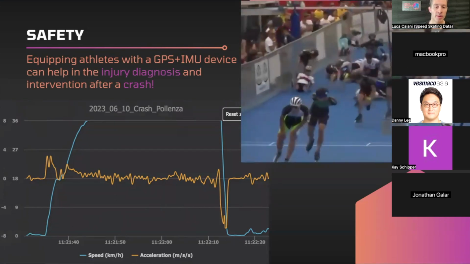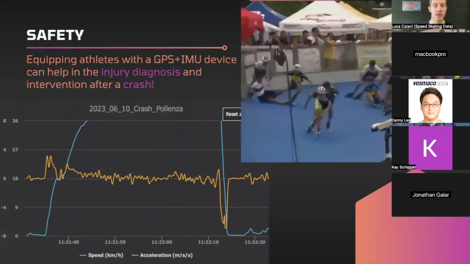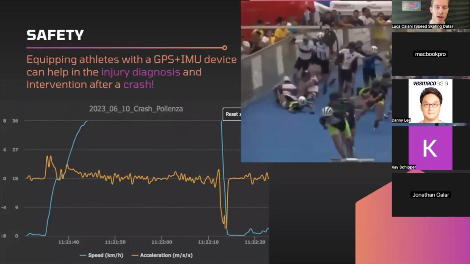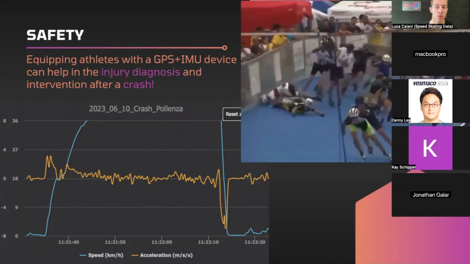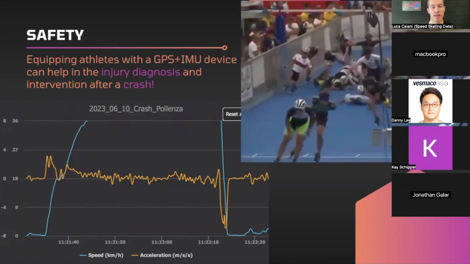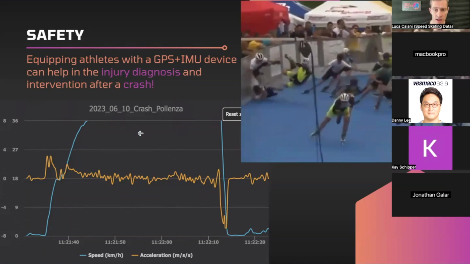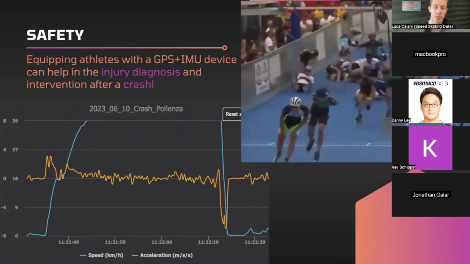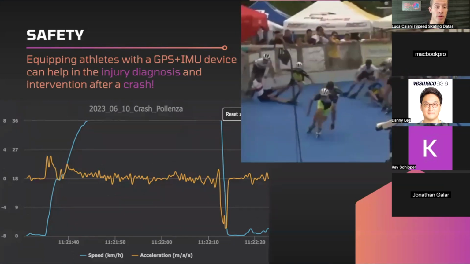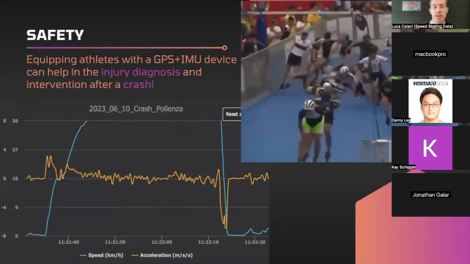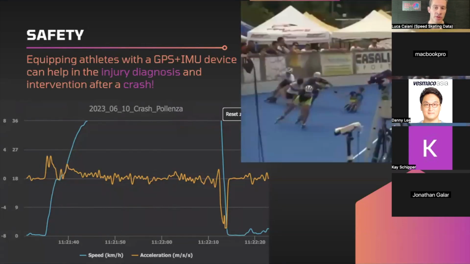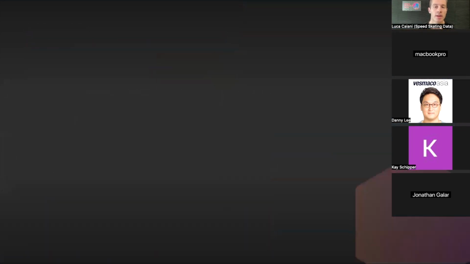You can look at these parameters maybe live and see, okay, there is a crash, there are 10 athletes on the ground. Which one is the most important one to rescue? You look at the data, you see maybe there is a guy that crashed with a very high deceleration, so maybe the medical staff will focus on him before the other skaters. So this is a pretty interesting application of these types of devices.